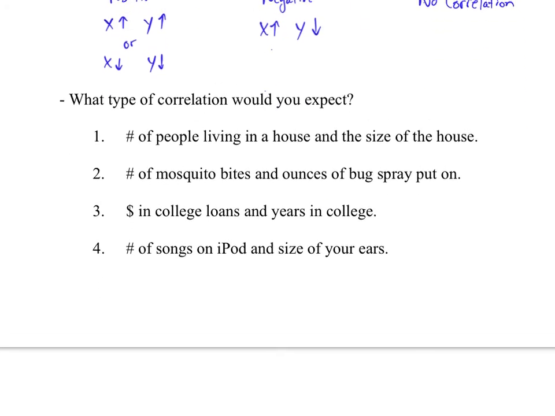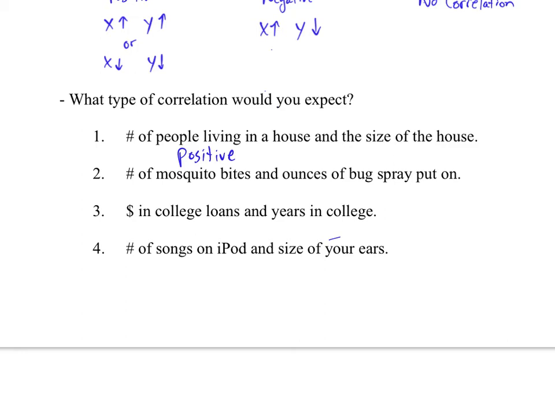What type of correlation would you expect if you had the number of people living in a house and the size of the house? Positive. If the house gets bigger, the number of people living there could be bigger. At least the potential's for bigger. So it'd be positive. And you'll have some people that have ginormous houses and just the husband and wife are there, their kids all moved out. But typically your families with 8 children are going to have bigger houses than your family with 2 children.